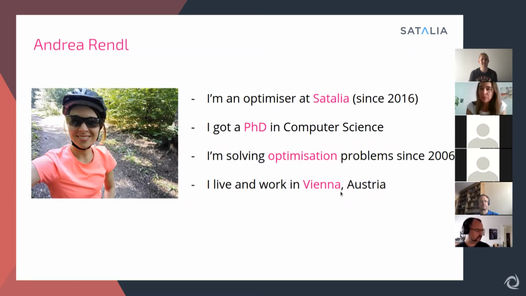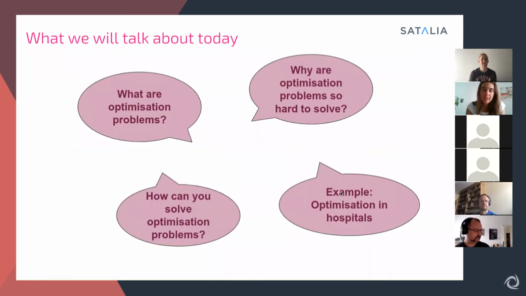Okay, so what am I going to talk about today? I'm going to cover mostly 4 topics. So the first is, what are optimization problems? Why are they hard to solve? How can we solve these problems? And I'm going to give an example about optimization in a hospital environment.